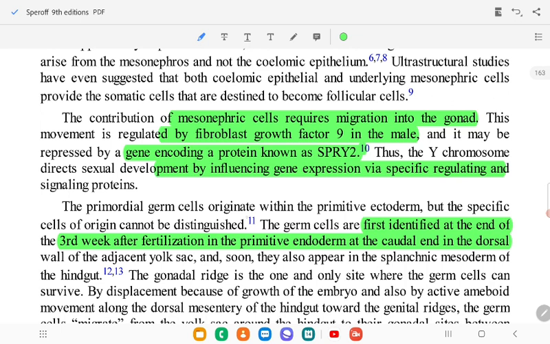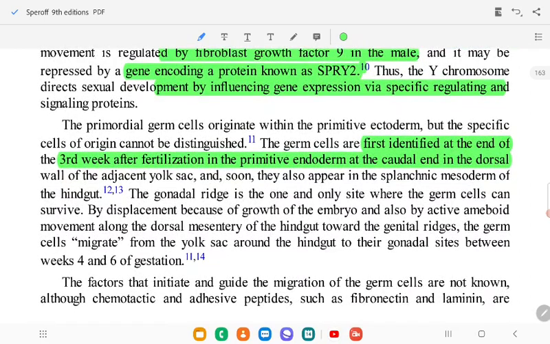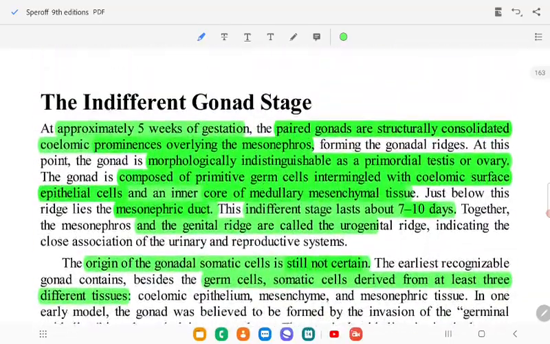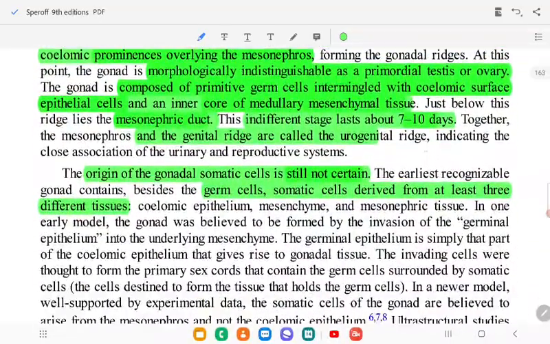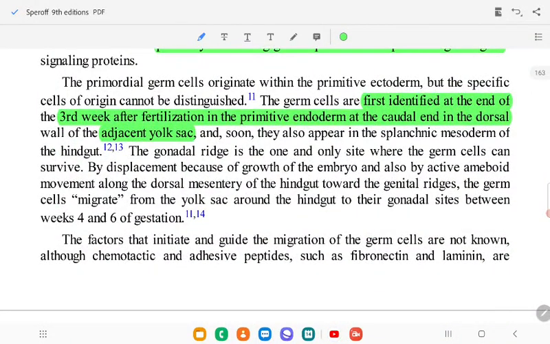Okay, the primordial germ cells originate within the primitive ectoderm, but the specific cells of origin cannot be distinguished. The germ cells are first identified at the end of the third week after fertilization in the primitive endoderm, at the caudal end in the dorsal wall of the adjacent yolk sac. So, end of the third week.